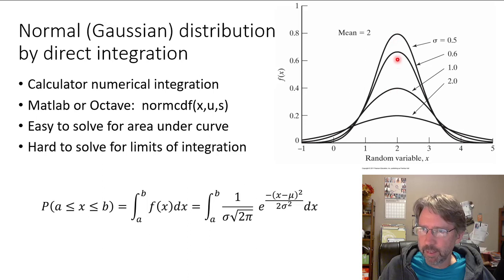Say, here's the mean at 2, and if we wanted to find the area between 1 and 3, we could do that with any of these functions. But what's difficult is if you know the area you want and you're trying to find the value of x. The limits of integration here, either a or b or both, are difficult to solve for using these numerical techniques.